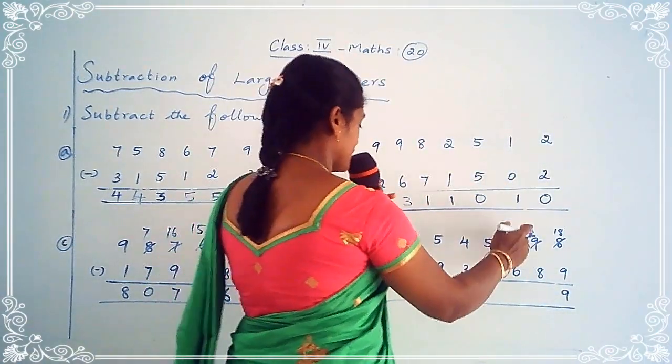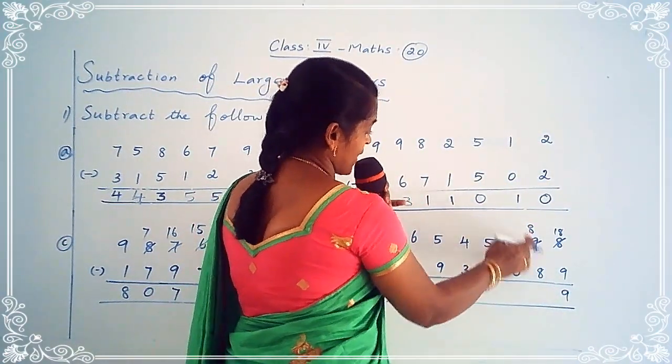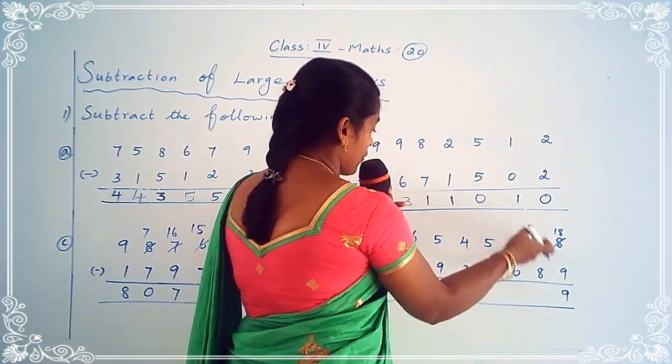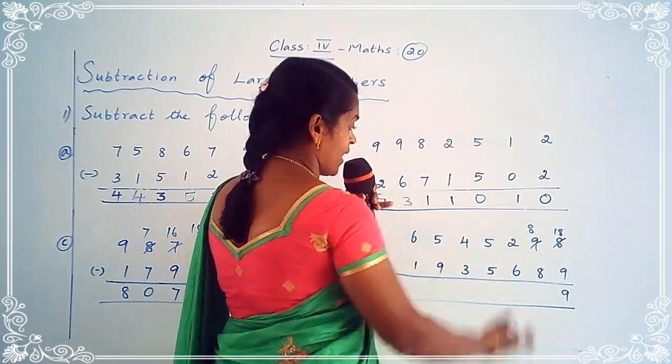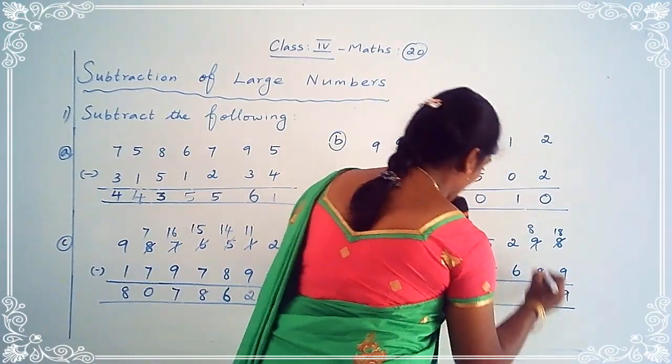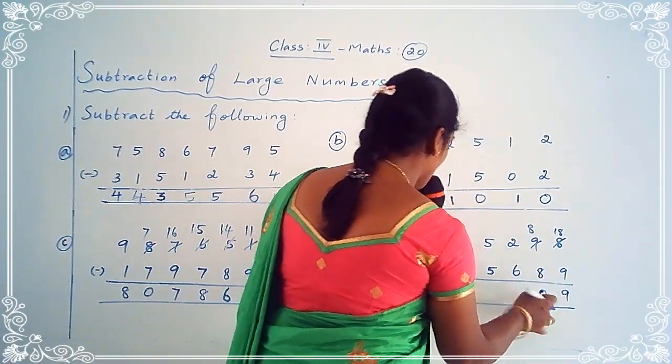Next you come to subtracting in tens place. Tens place have 8 and 8. Minuend and subtrahend are the same. So therefore your answer is 0. 8 minus 8 is equal to 0.